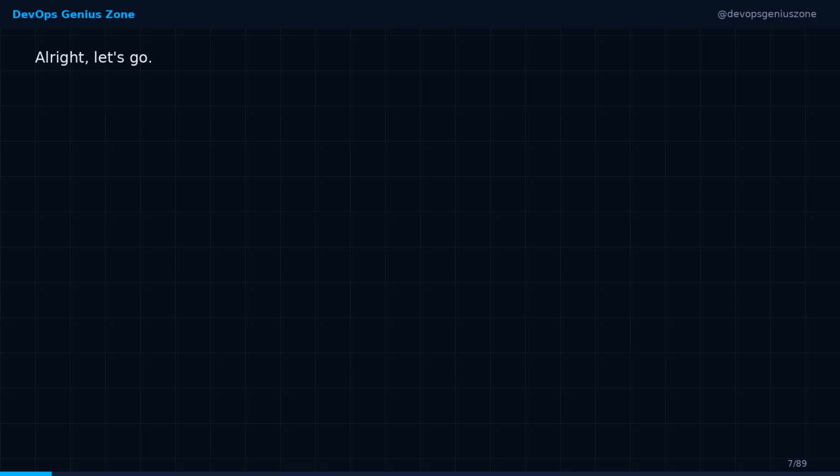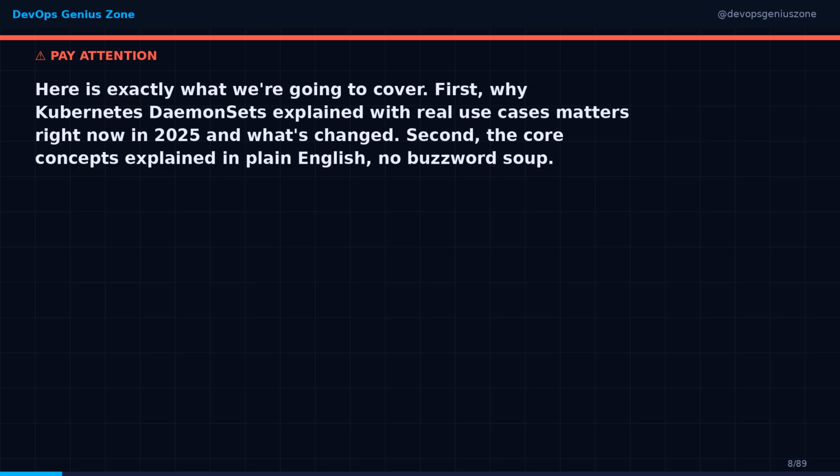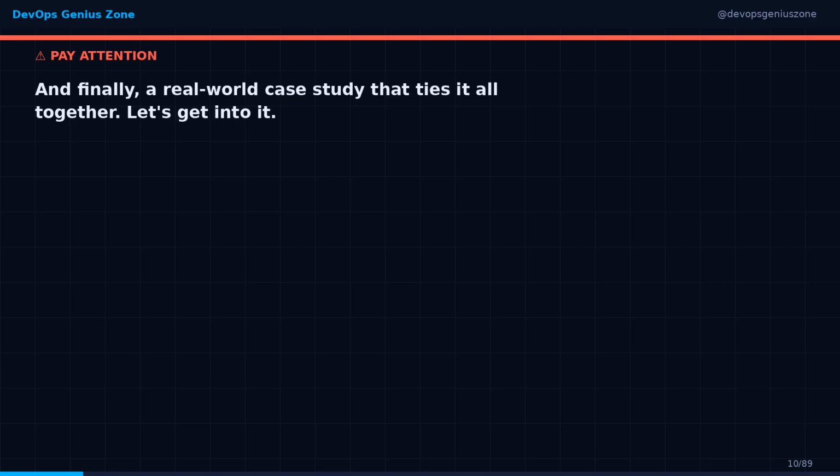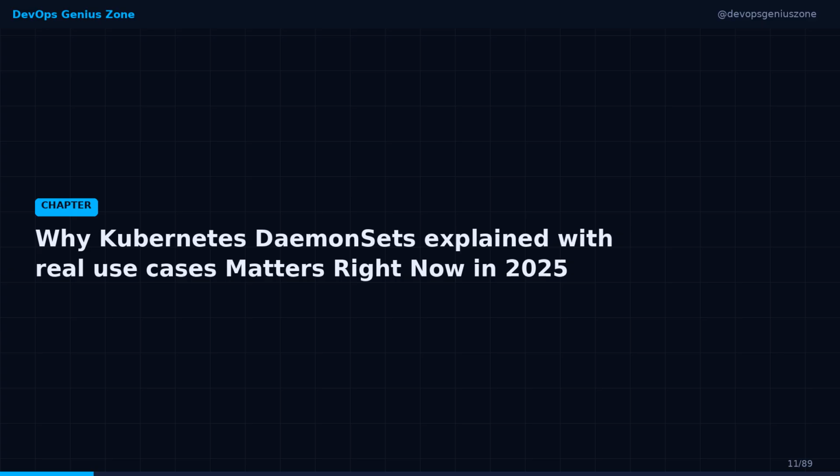Alright, let's go. Here is exactly what we're going to cover. First, why Kubernetes DaemonSets matter right now in 2025 and what's changed. Second, the core concepts explained in plain English, no buzzword soup. Third, a step-by-step hands-on walkthrough with real commands. Fourth, and this is the part most tutorials skip, the most common mistakes and how to avoid them. Fifth, the advanced patterns that separate junior engineers from seniors. And finally, a real-world case study that ties it all together.